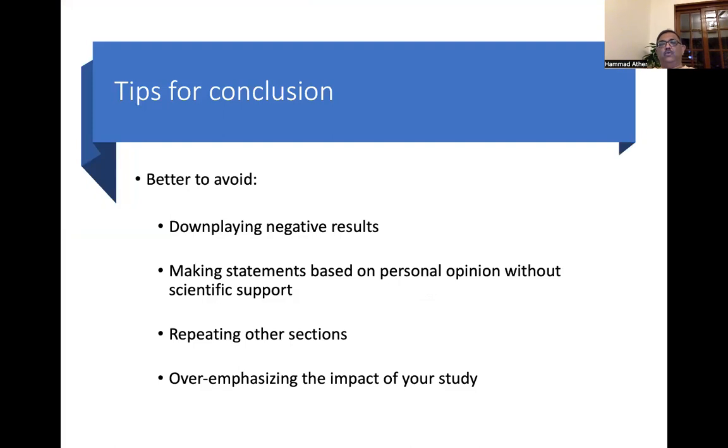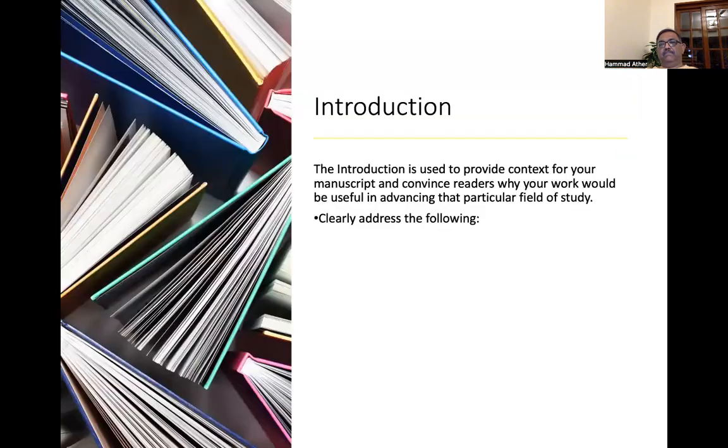The tips for the conclusion: do not downplay the negative result. As a scientist, you should report whether your outcomes are negative or positive. Do not make statements based on personal opinion without scientific basis, so that's not what you should be writing. Do not repeat other sections or overemphasize the impact of your study.